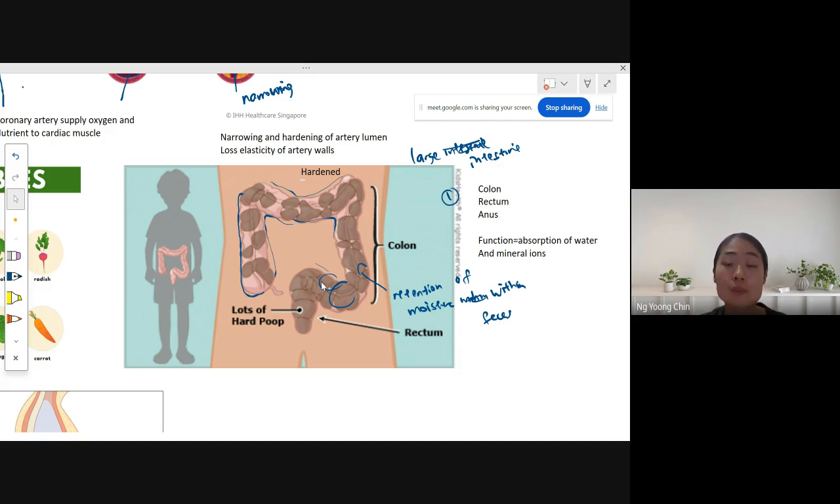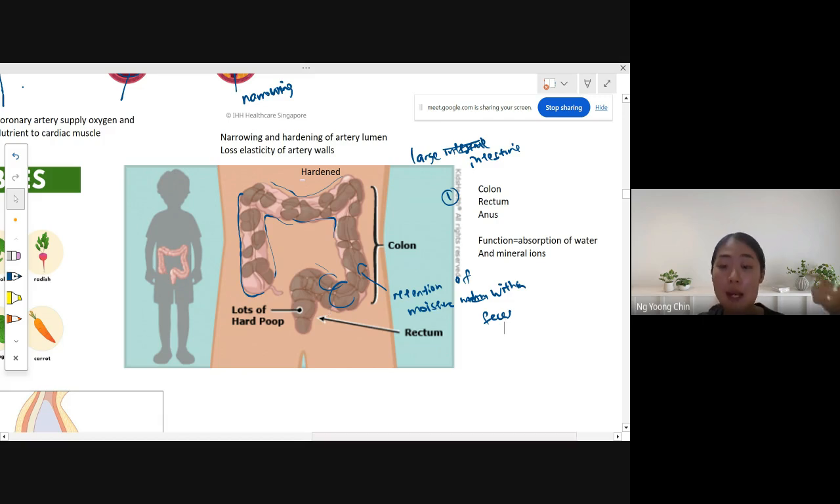Just like a hard stone passing along your intestinal tract, it will cause injury. It will injure your intestine lining. So sometimes constipation will cause the feces to contain blood, because the feces injure the intestine lining since it's too hard already.